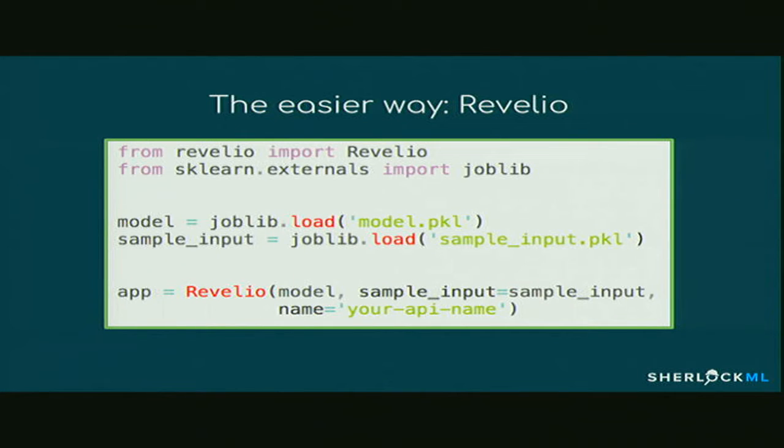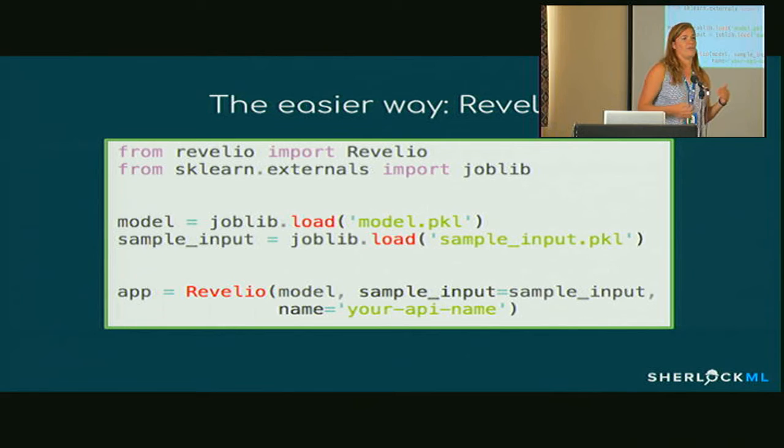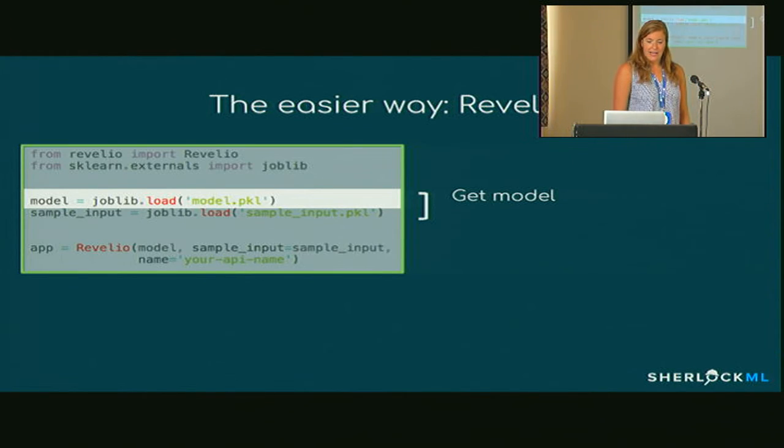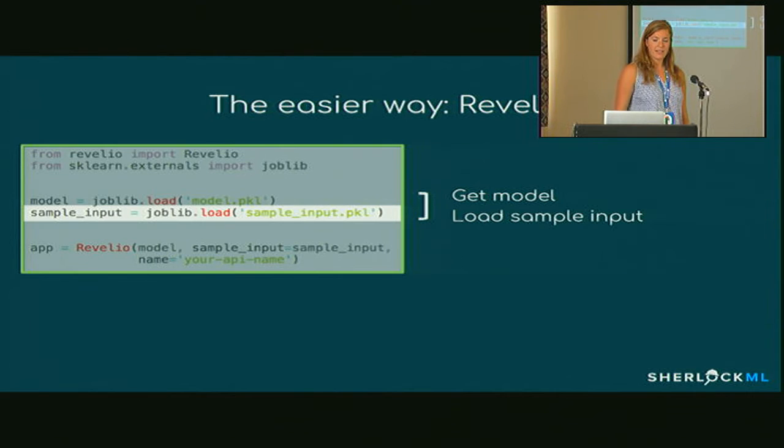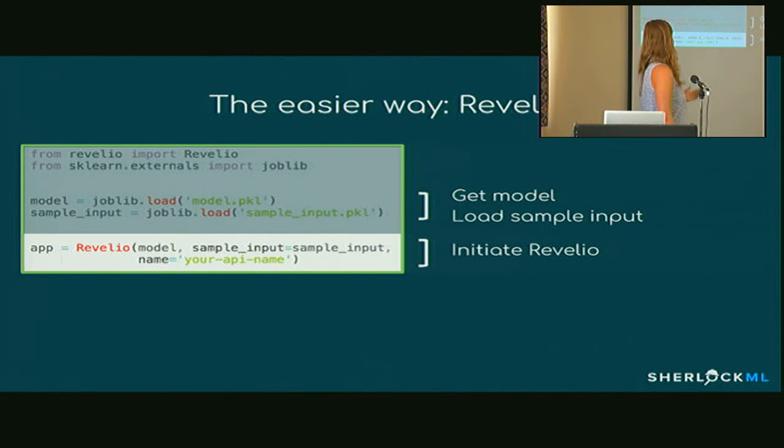So this brings me to Revelio. This is the code that you would need if you want to use the Revelio package. And I'm going to break it down just like I did before. So the first step is the same as before. You read in the model from, in this case, a pickle file, but could be in other ways as well. The next step is that we don't require, but it'd be useful if you had some sample input, and I'll come back to that later to explain why that is useful. And then finally, you just initiate the app, but this time you initiate it just by using Revelio. So it's just that one line that you do. And the rest is all contained within that.